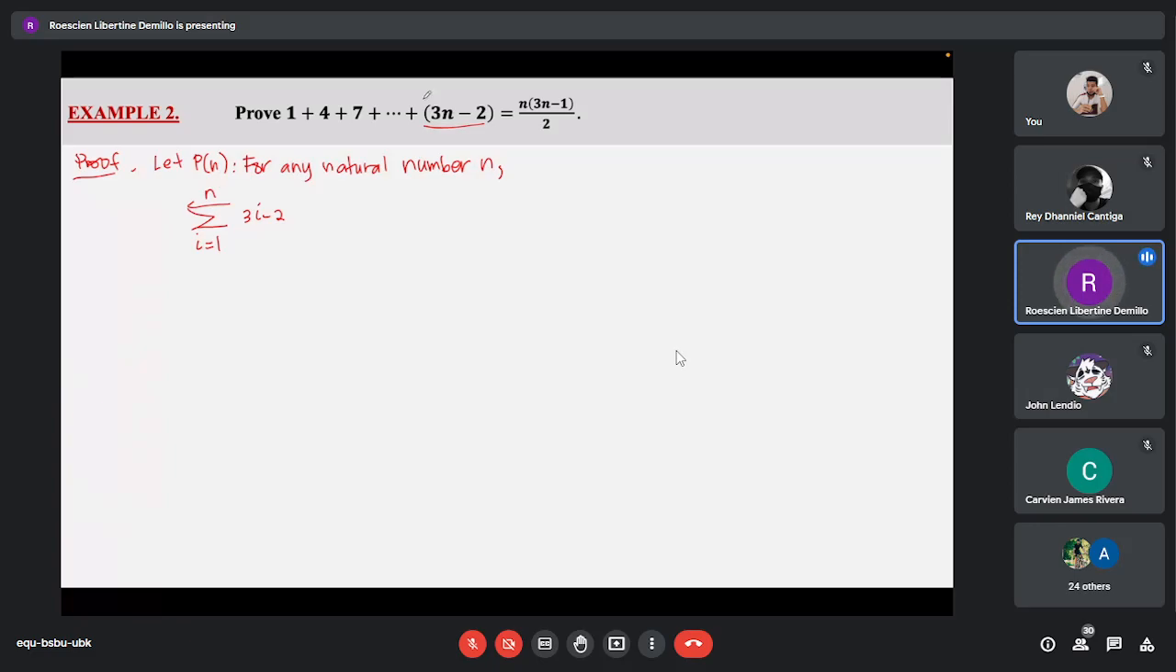So what is the variable in the last term of this series? That is the variable we will use in the upper limit. And equal to, we just copy this, n times 3n minus 1 over 2. That is our opening statement. Now let's start with our step 1.